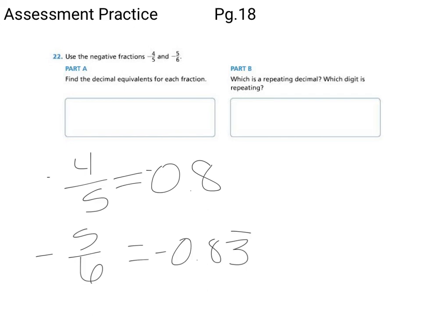Part B. Which is a repeating decimal? Which digit is repeating? So we know the -0.83 has a repeating 3. So we know that's our repeating decimal, but it's wanting to know which fraction has the repeating decimal. So the fraction that has the repeating decimal is -5/6. Which digit is repeating? That's our 3.